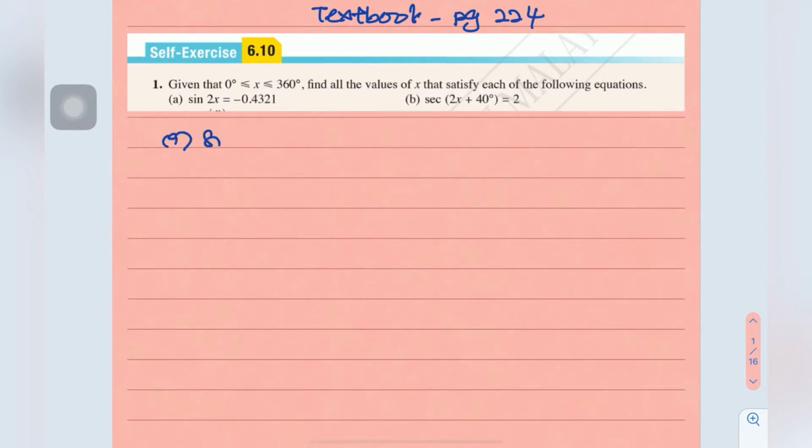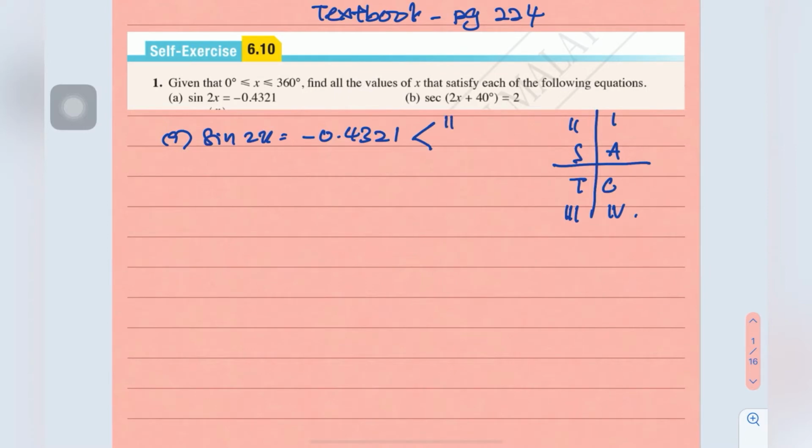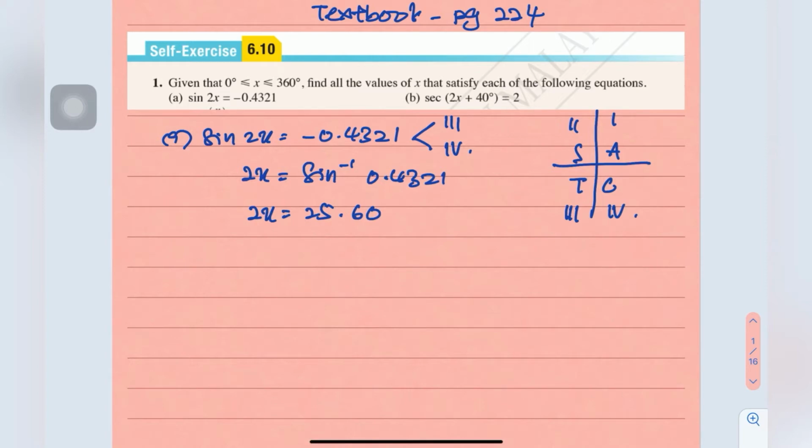Question A, sine 2x equals negative 0.4321. By using ASTC, add sugar to coffee, quadrant 1, quadrant 2, quadrant 3, and quadrant 4, we are going to find this. Sine is negative in quadrant 3 and 4. To find the angle of 2x, we press the calculator, inverse sine 0.4321. No need to press the negative value. So we will get the basic angle, which is 25.60.